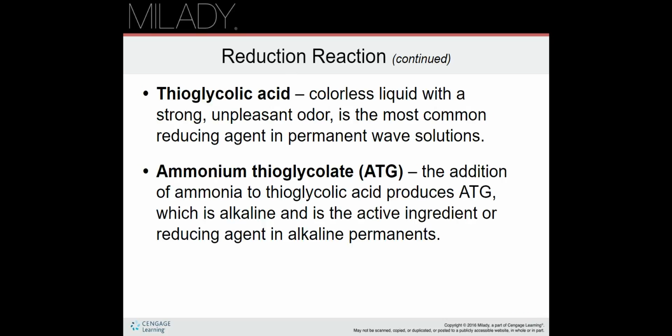Thioglycolic acid is a colorless liquid with a strong, unpleasant odor. It is the most common reducing agent in a permanent wave solution. Ammonium thioglycolate, which is also called ATG, is the addition of ammonia to thioglycolic acid, and it produces ATG, which is alkaline and is the active ingredient or reducing agent in alkaline perms.